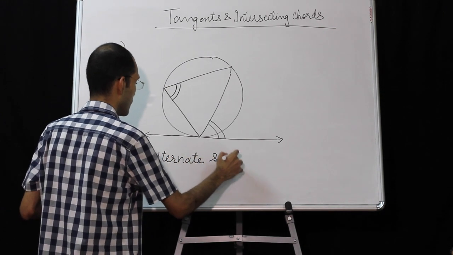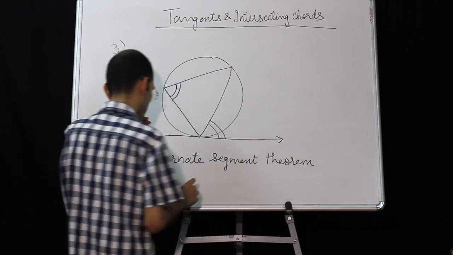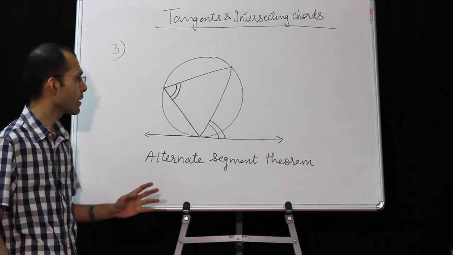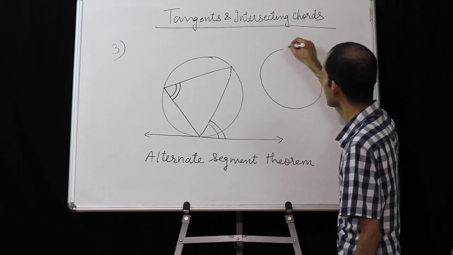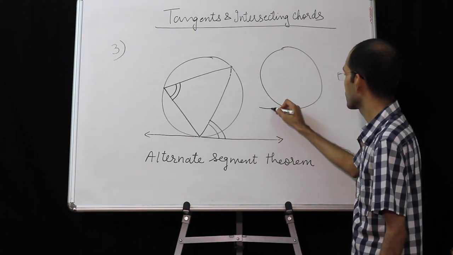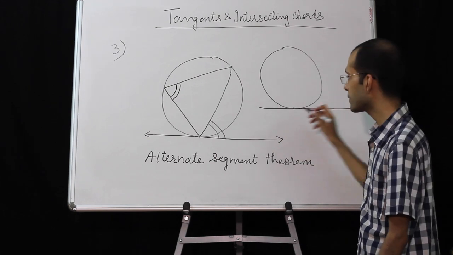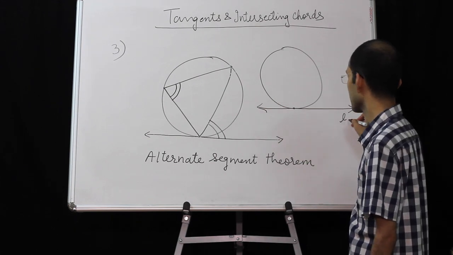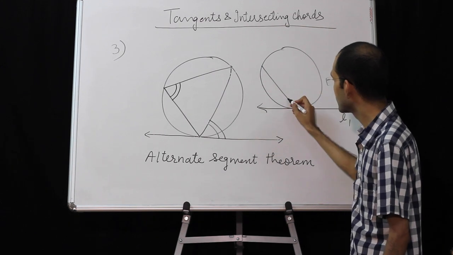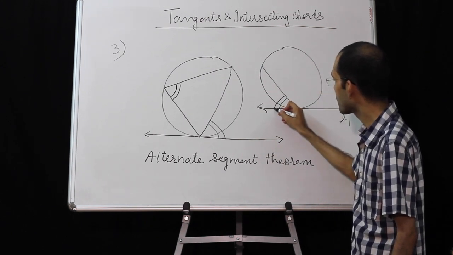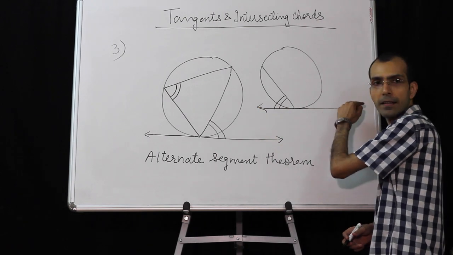Alternate segment theorem. We'll draw one more diagram for better understanding. This is the tangent. This is the point of contact.